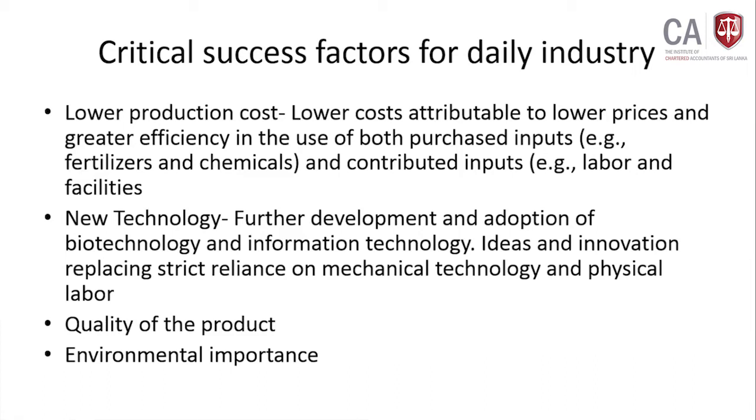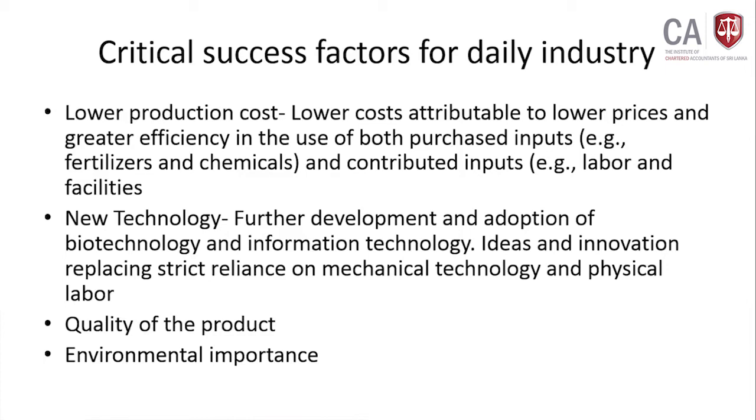So, one is lower production cost. There is one area you have to work on. If you want to give a product at a reasonable price to the customers, your production cost should be low. For example, the fertilizer and chemical cost should be low, labor and other facility costs should be low. This is one area you have to focus on. Lower production cost.